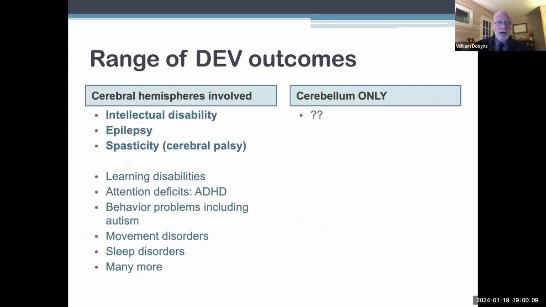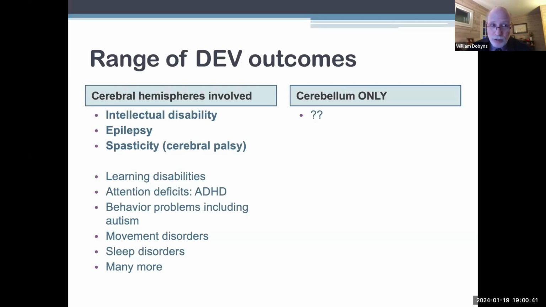So what do we expect to see in developmental outcome with cerebellum malformations? The first of the 2 important issues: are the cerebral hemispheres involved? When they are, you would expect a high risk for intellectual disability, epilepsy, and spasticity or cerebral palsy, along with a variety of behavioral and learning problems as I outlined below. But what about the cerebellum? When only the cerebellum is affected, what do you expect to get?